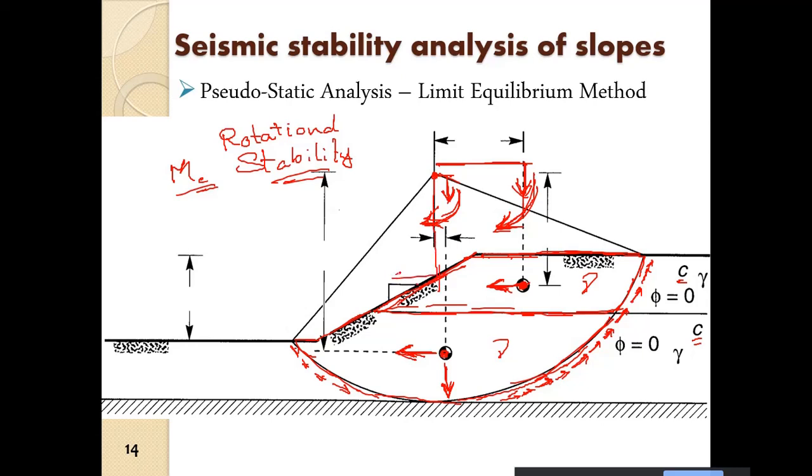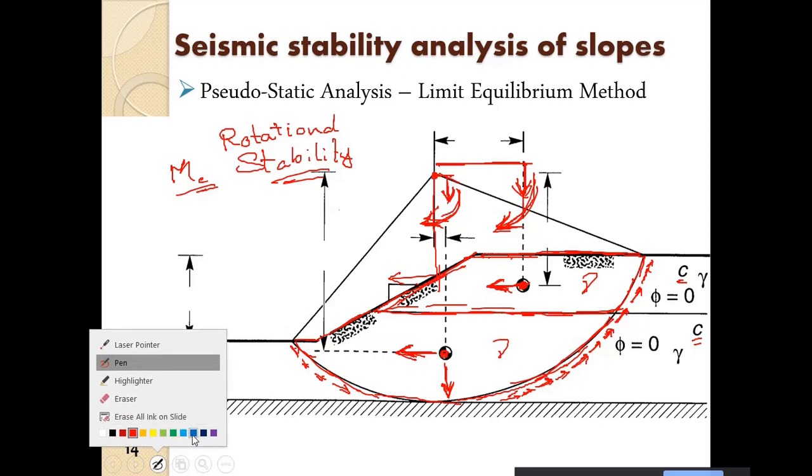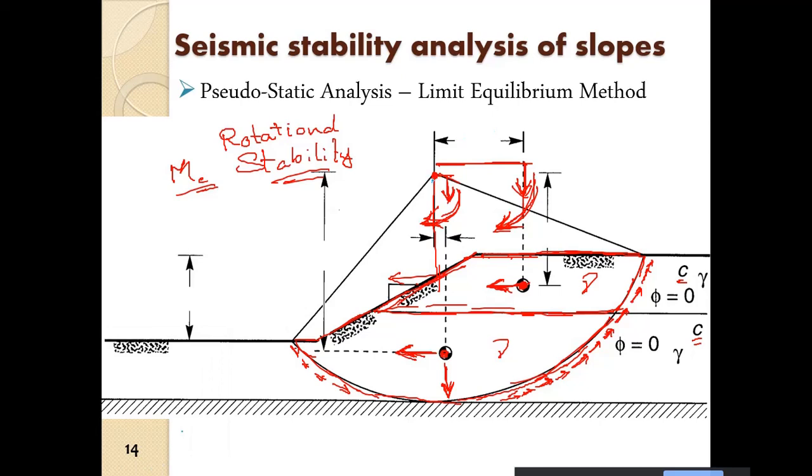Alright, so one horizontal force is acting here of the top wedge. So I will change the color. So this is the lever arm now here, and this is the force KH into W. Alright, so this is KH into W and this is W. So we have this lever arm and this force, and similarly we have this lever arm and this force.